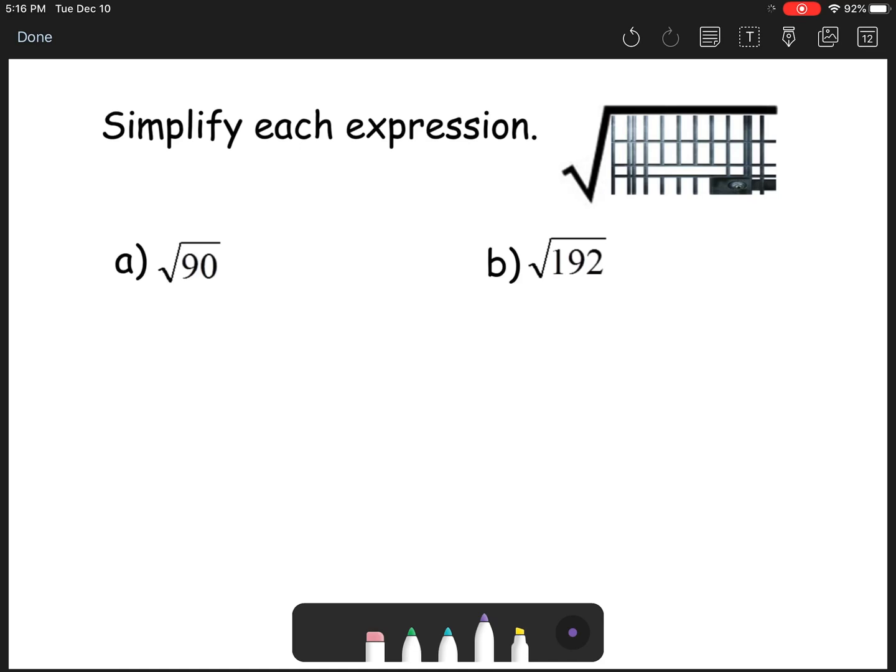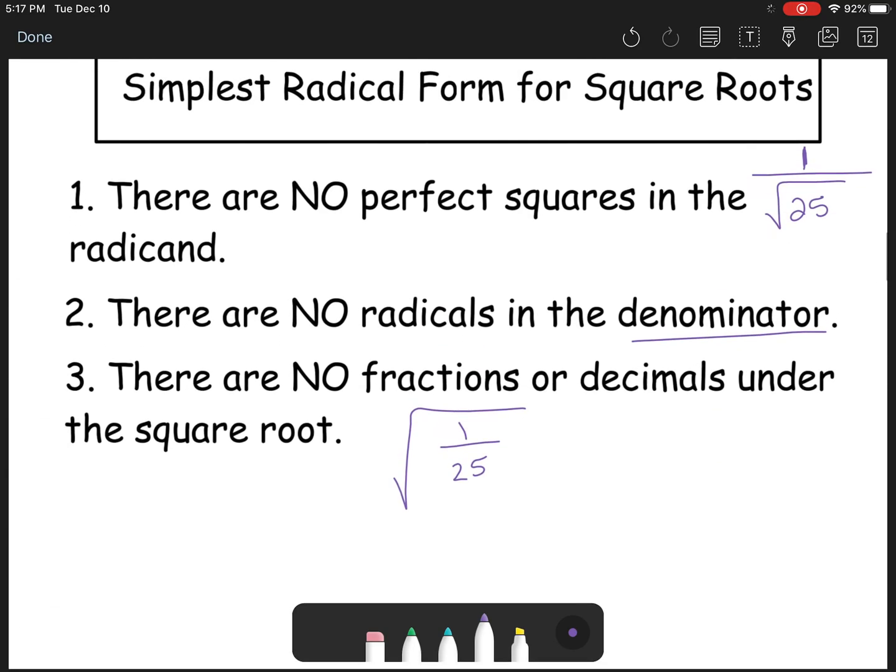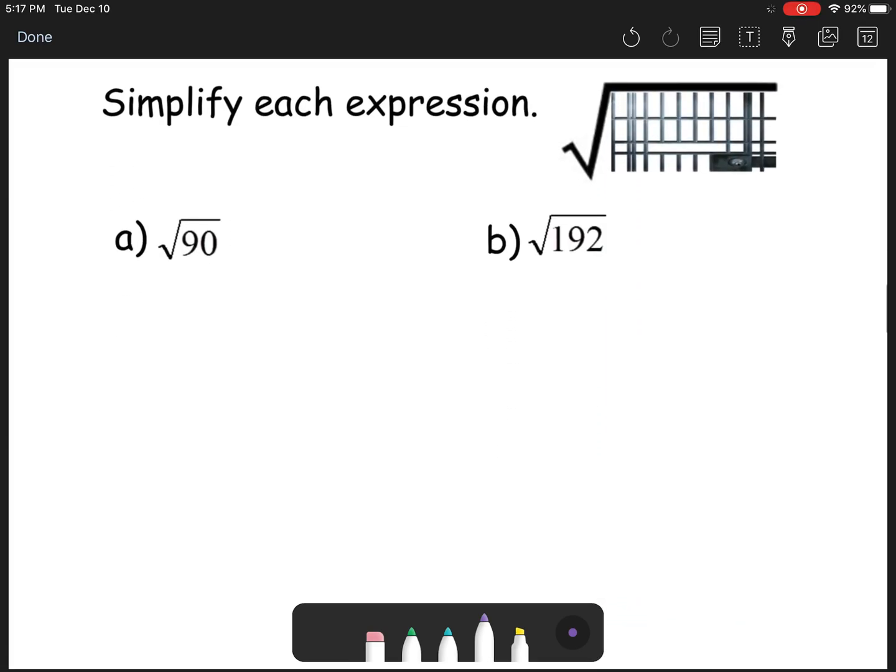So the problems we'll be looking at are not going to be perfect squares. Keep that in mind. So letter A says we want to take the square root of 90, but 90 isn't a perfect square. There's not one integer times itself that will give us 90. So we're going to factor 90 in order to figure out how we can simplify this, or if we can simplify it at all.